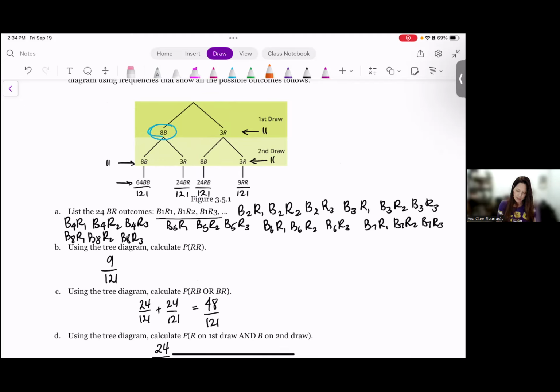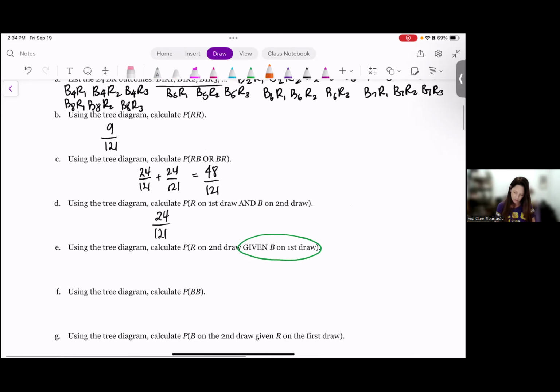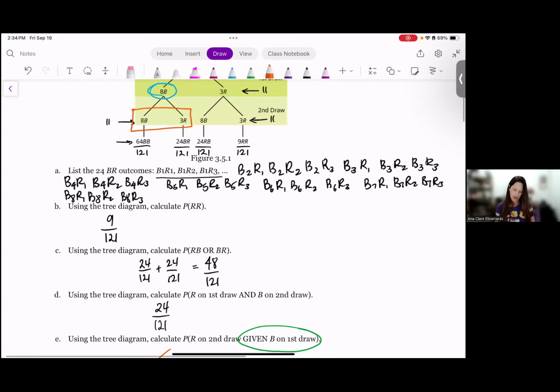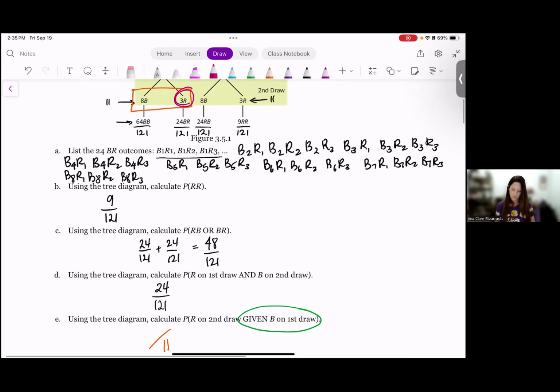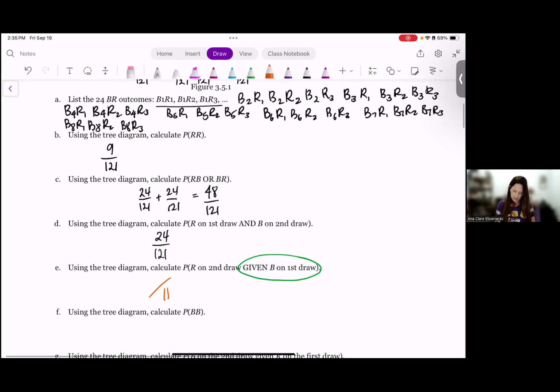And then I'm looking at here, how many do I have total? Of those total, I have 11. Okay, so there's 11 total. And I'm looking at red on the second draw. How many of those were red? 3. So this simplifies to 3/11.